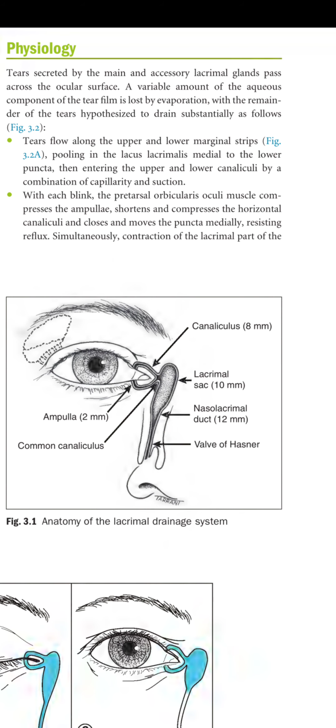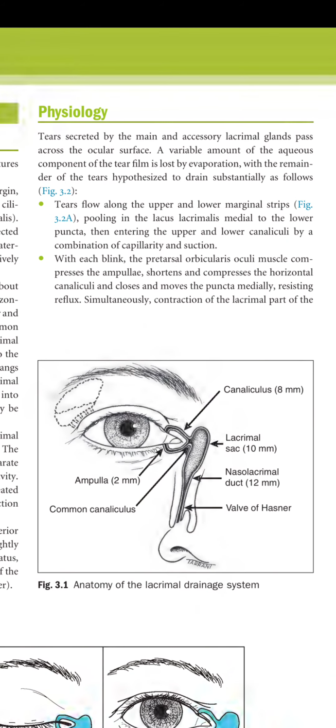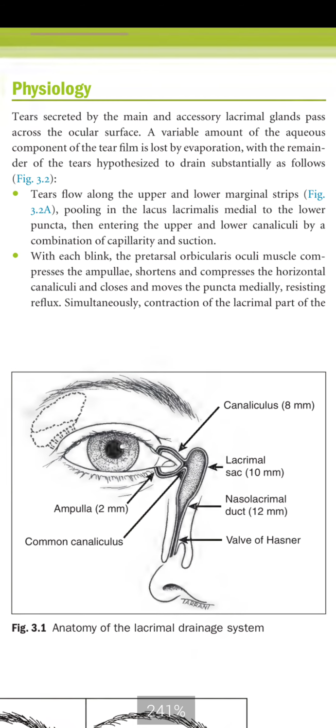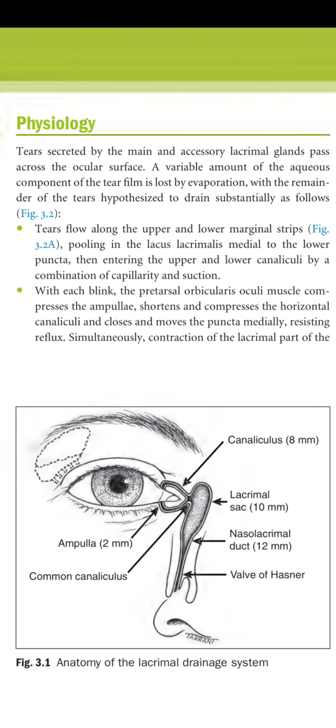So what is the physiology of the lacrimal drainage system? How are tears secreted and drained? The tears are secreted by the main and the accessory lacrimal glands, the glands of Wolfring and Krause, and pass across the ocular surface. A variable amount of the aqueous component of the tear film is lost by evaporation, and the remainder of the tears is hypothesized to drain substantially as follows.